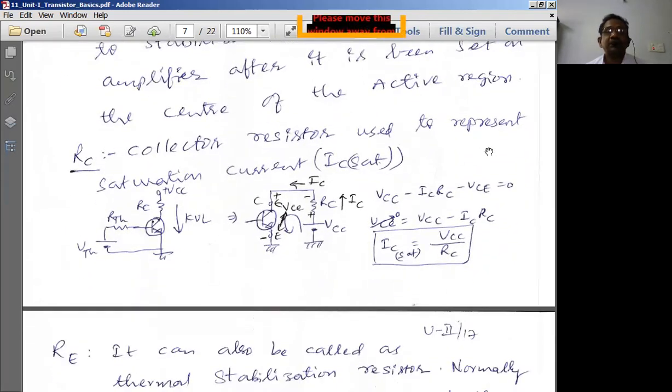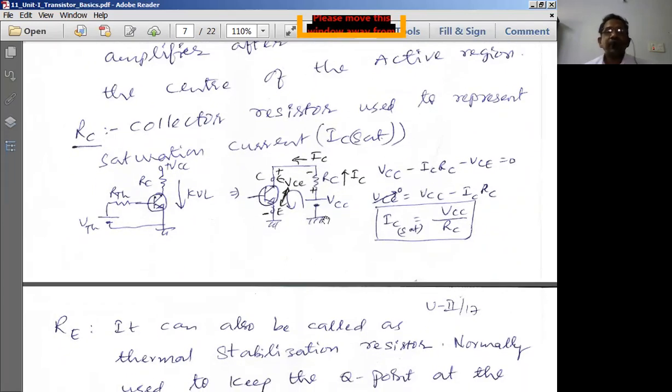Then finally, the collector resistor is used to represent the saturation current IC sat. Now, what is IC sat? VCC is applied to the collector through RC. Now how can I draw the equivalent circuit? The positive of VCC is connected to the collector C through the resistor RC, and obviously the negative goes to the ground by default. So this is the equivalent circuit we have. Because of the DC voltage, a DC current IC is going to flow through the output circuit in this particular path.